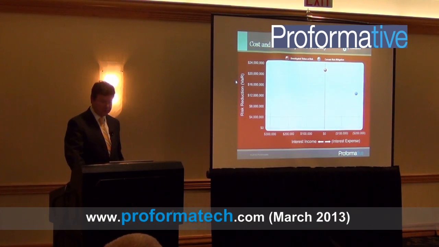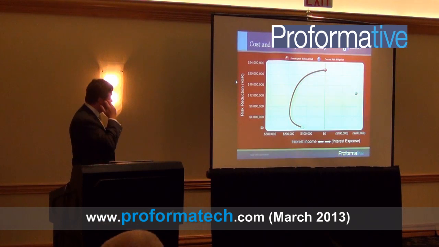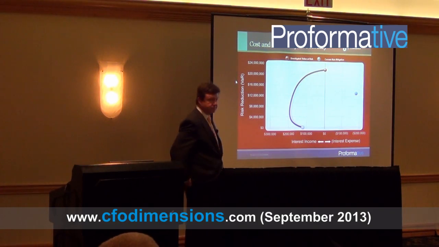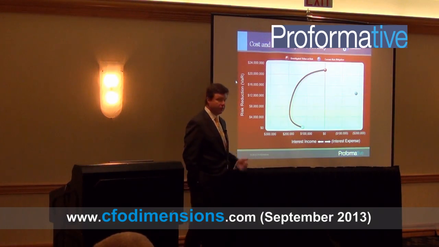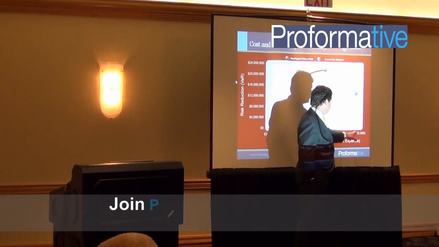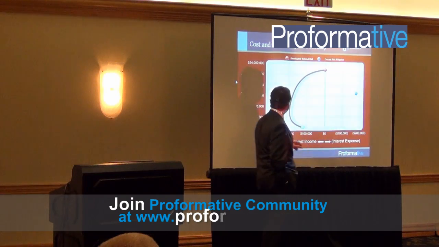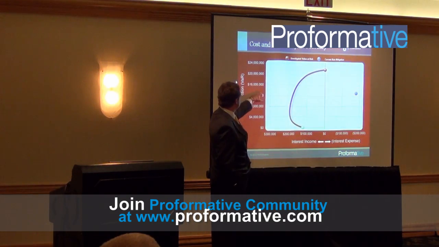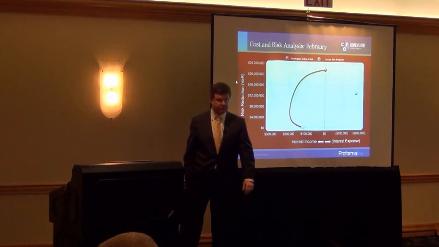So they wanted to go past that. They wanted to see what their efficient frontier was. They also wanted to see where they were. So they were right here, in this case, spending $180,000 a quarter to reduce the risk from $22 million to roughly $12.5, $13 million.